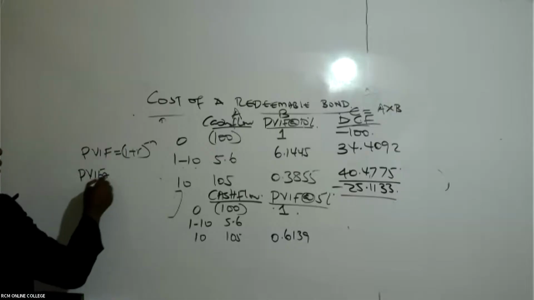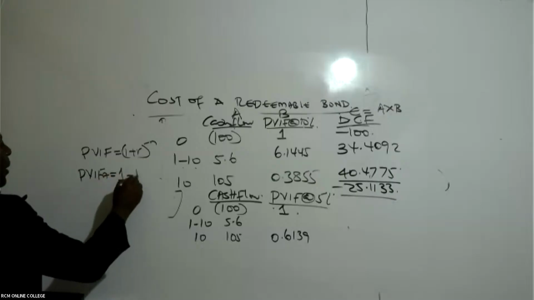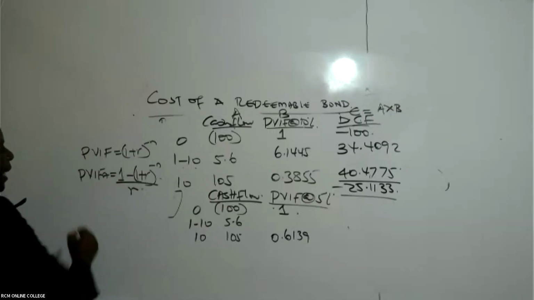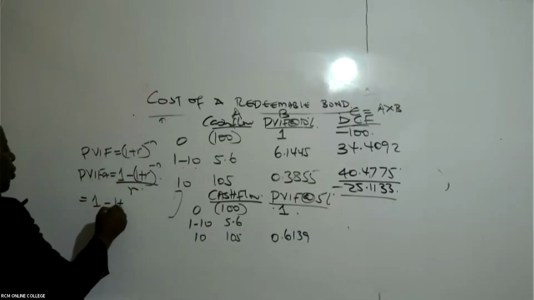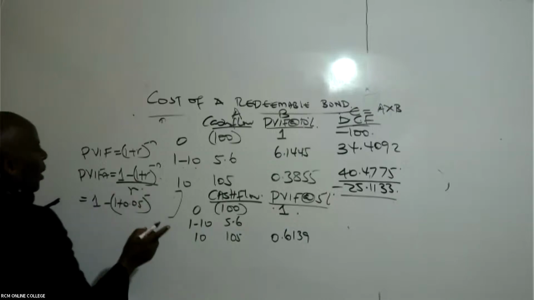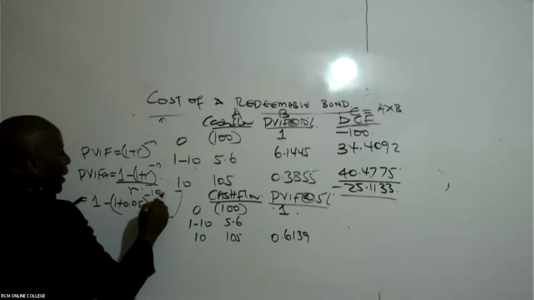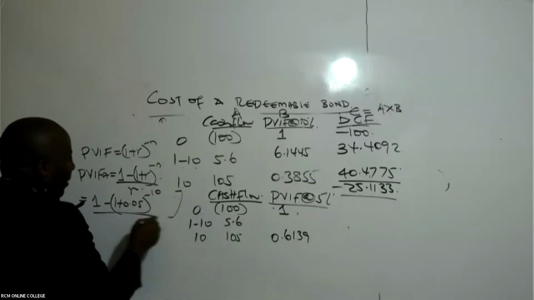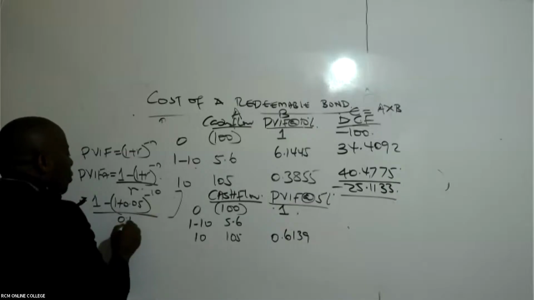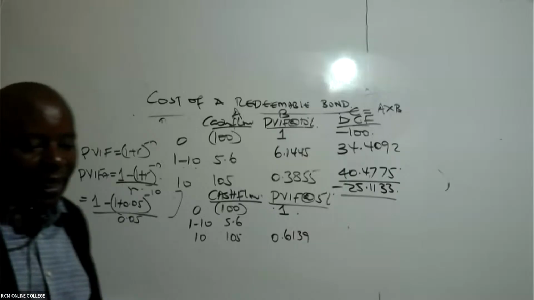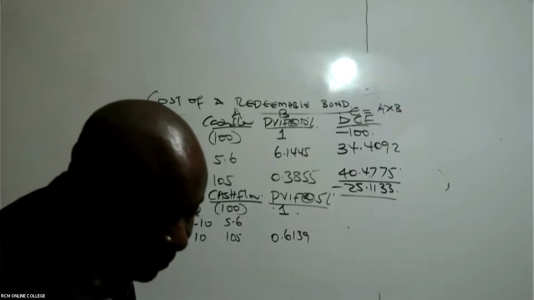To get PV5, ladies and gentlemen, we take 1 minus (1 plus r) raised to negative n, divided by r. So this will be 1 minus (1 plus 0.05) raised to negative n, where our n in this case is 10, because there are 10 years, all divided by 0.05. Please, all of us, including myself, I'm now taking my calculator.